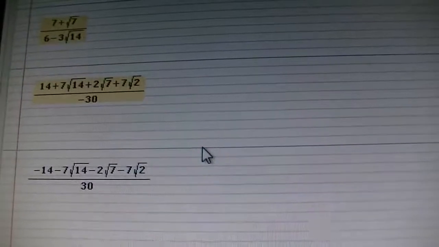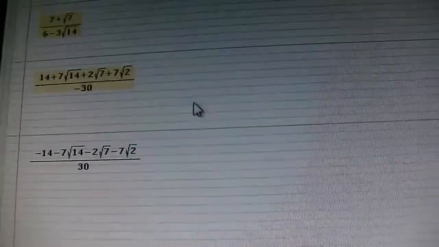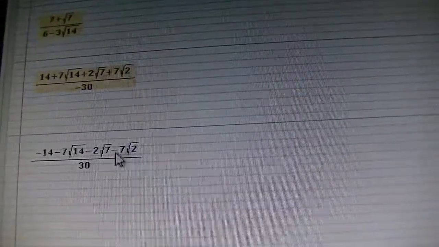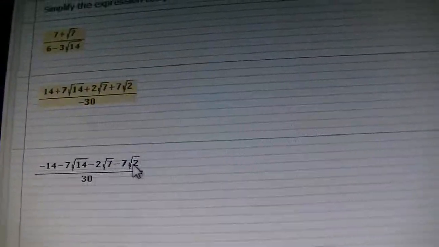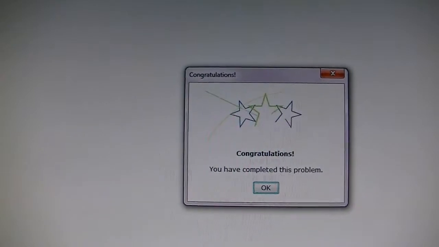That's the most simple form because nothing can divide into 14 and 30 and 7 and 2 and 7. There's nothing that can be combined. What's under the radical in each case is different, so we can't combine those, so I think we're done. Let's see. Yay! Congratulations.